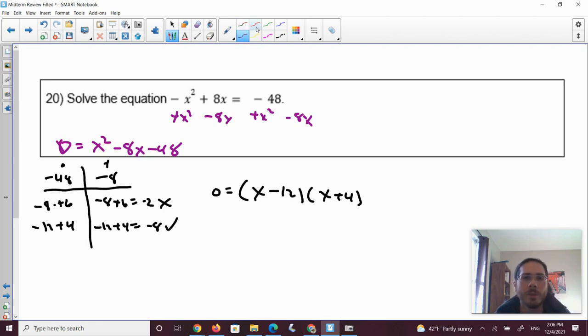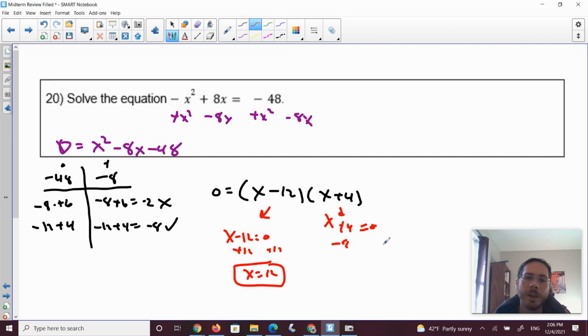So then to solve this, we'll use our zero product property. We solve each of the parentheses. x minus 12 equals 0. Add 12 to both sides. X equals 12. X plus 4 equals 0, minus 4 on both sides. X equals negative 4. And we're done. All right, cool. If you want, you can double check that with the graph or in Desmos to see if it does actually solve the equation. We're all set.